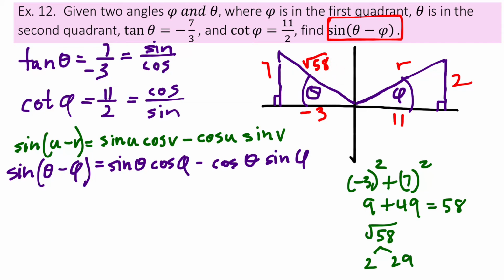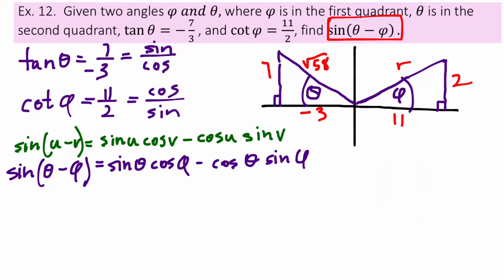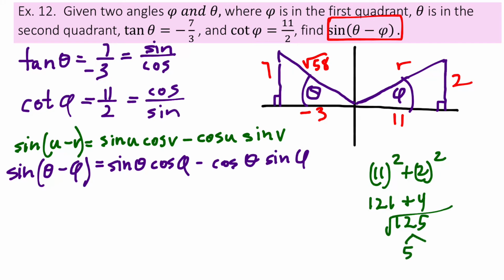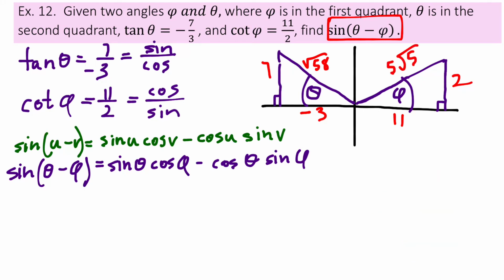Now we've got to figure out r for my phi triangle. So I have 11 squared plus 2 squared. 121 plus 4, that's 125. So the square root of 125, so that's 5 root 5. So I'm going to put that on my triangle. Okay, so I have all my numbers. So let's substitute into the formula now.